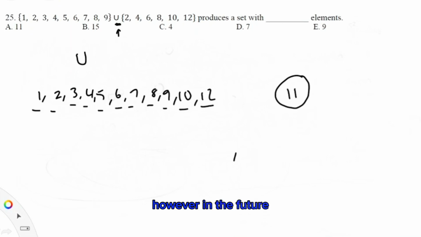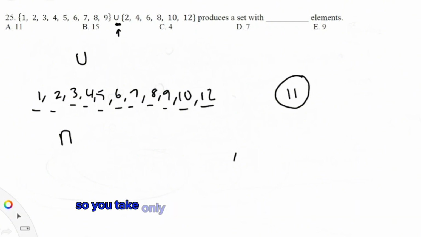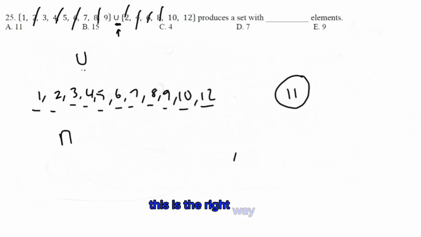However, in the future, if they give you a problem like this where the symbol is upside down, all you do is the opposite. So you take only the numbers that are in common. So in this case, only 2, 4, 6, and 8 are common in both sets. So then it would only have 4 elements. But in this case, this is the right way up. So there's 11, and that's your answer.